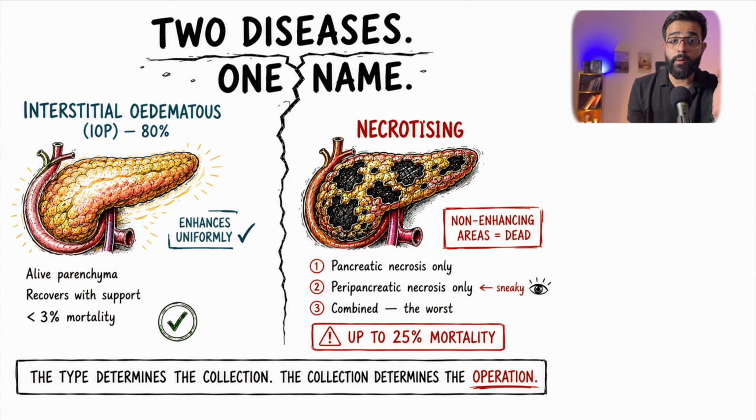This is the common one. About 80% of the cases, the pancreas is inflamed, it's edematous, it's angry, but critically the parenchyma is still alive. On CT there is diffuse or focal enlargement, peripancreatic stranding, maybe a small fluid collection. And here is the key, the whole pancreas enhances uniformly brightly. There is living tissue, inflamed but still alive. Most IEP resolves within a week with supportive care. We give fluids, analgesics, monitoring. Mortality in uncomplicated IEP is less than 3%. These patients make you feel good as a doctor.